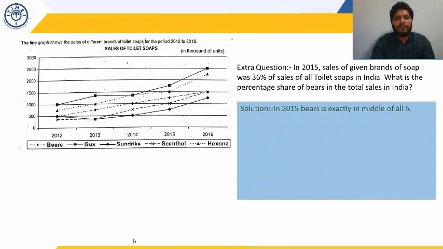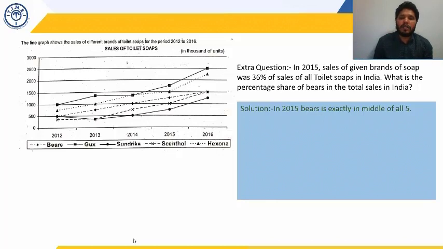In 2015, we need to find the share of Beers in total sales in India. That is our task. So what is the share of Beers in 2015? Can I see it is exactly in the middle? Where is Beers? Beers is exactly in the middle. How can we say that it is exactly in the middle? Because if you see the graph, in 2015, the sales of Beers is exactly in the middle, and two soap sales were just above it and two were just below it. So it was in the middle.